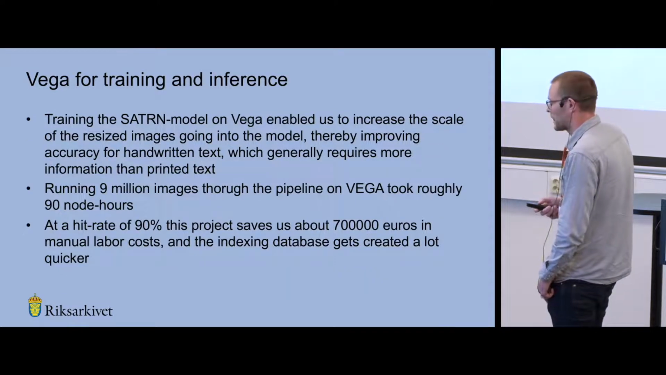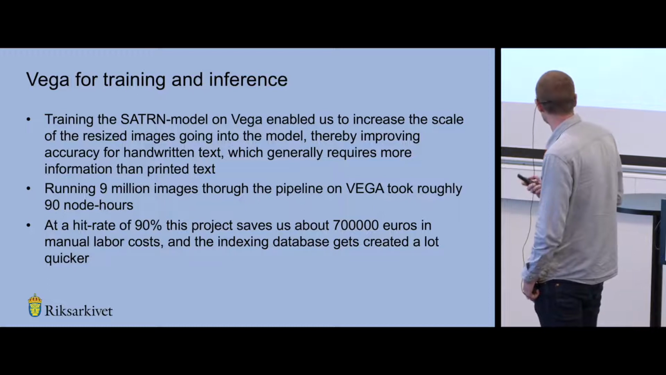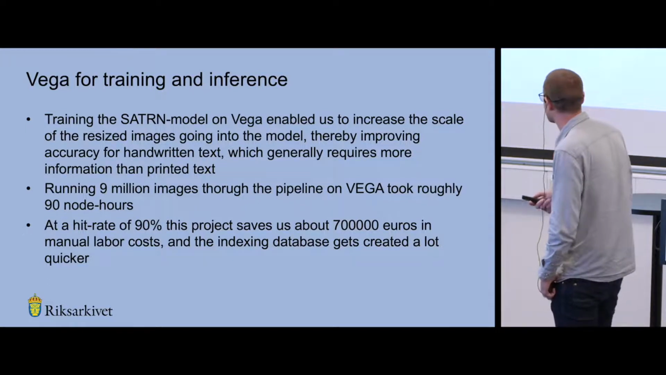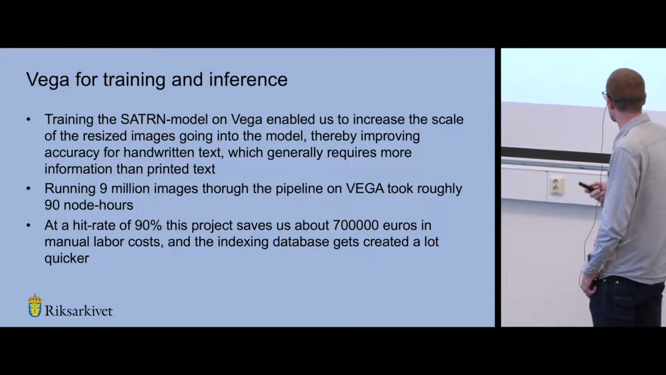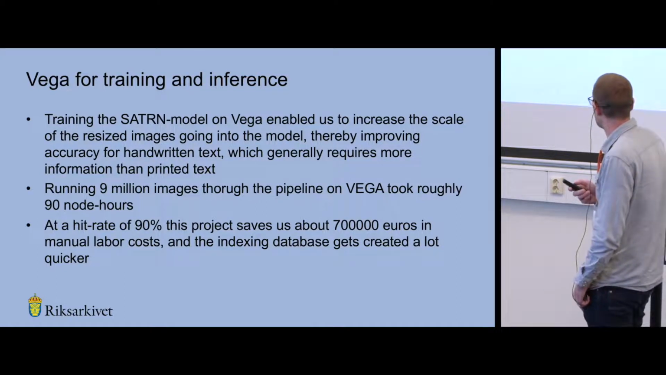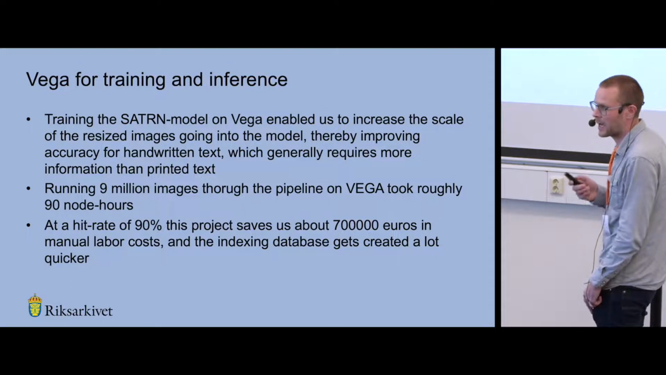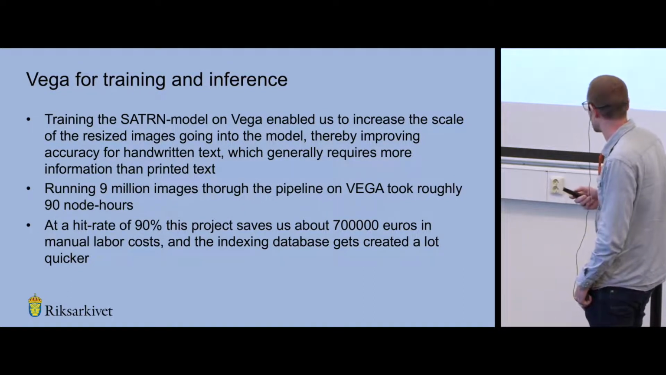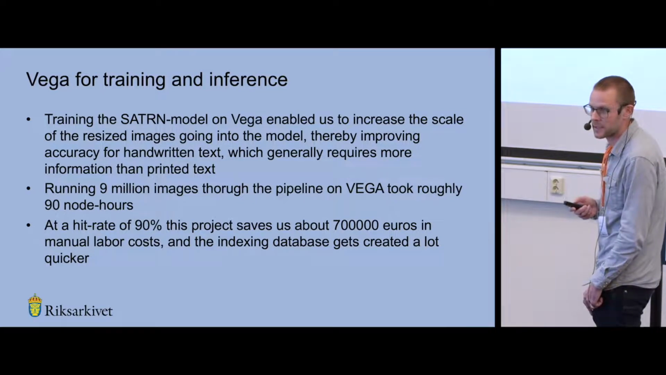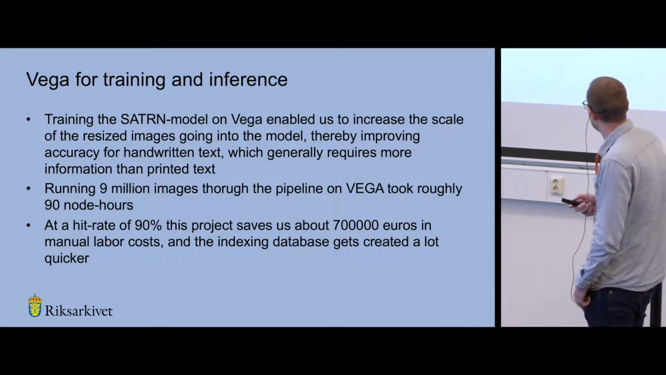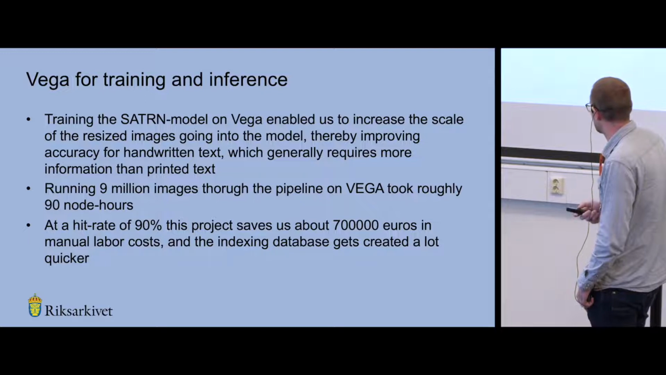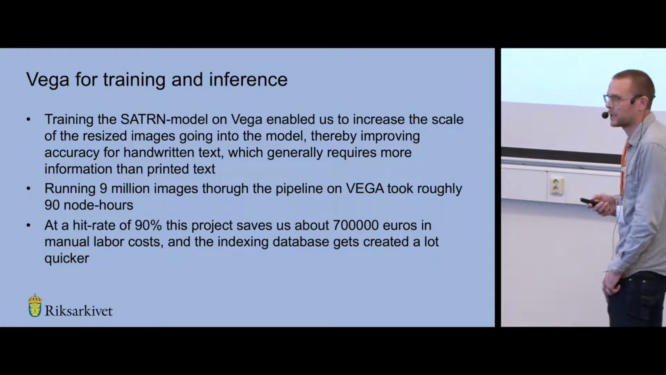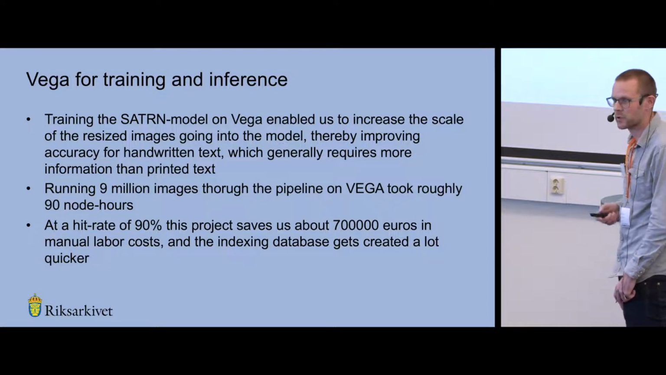Vega for training and inference then. We trained the Saturn model on Vega, and that enabled us to increase the scale of the resized images going into the model, and thereby improving the accuracy for handwritten text in particular, which generally requires more information than printed text. Running 9 million images through the pipeline on Vega took roughly 90 node hours. So that's not too much, actually.